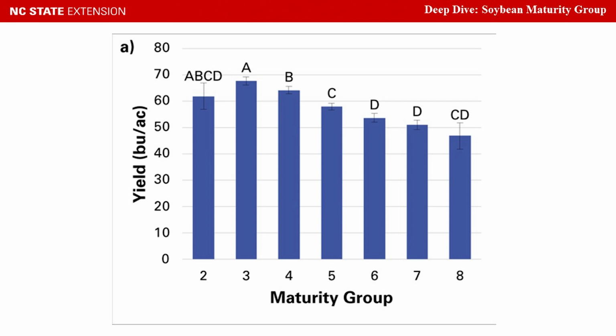The later maturing varieties, 5s, 6s, and 7s, have historically been determinate, where once the plant starts flowering, it really stops vegetative growth on the main stem. The landscape is becoming more complex. So how many of y'all grew an indeterminate 5 this year? How many of you grew an indeterminate late 5? All right, a couple of folks.